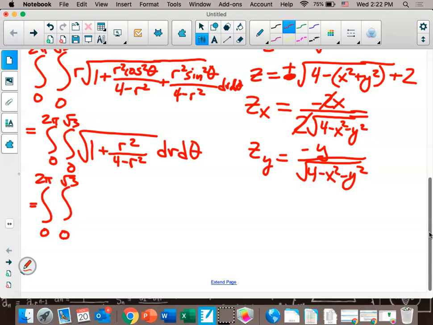So you have 4 minus r squared plus r squared, so you end up with just the square root of 4 over 4 minus r squared. Okay, which is 2 over the square root of 4 minus r squared. Oh, there's an r. Okay. Thank Lord. Because now it's just a u sub.